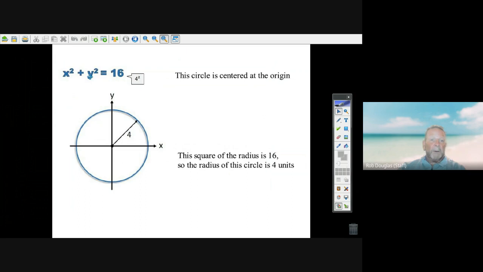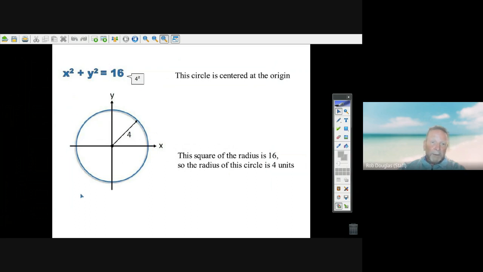But if y is 0, the same thing goes for x. 4 times 4 is 16, and -4 times -4 is 16. So 4 and -4 on the y-axis, +4 and -4 on the x-axis.